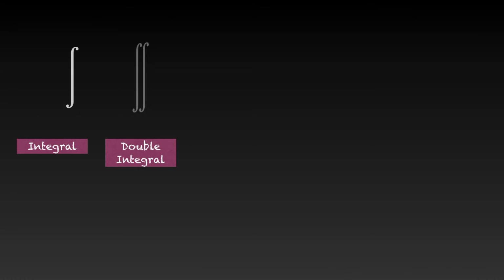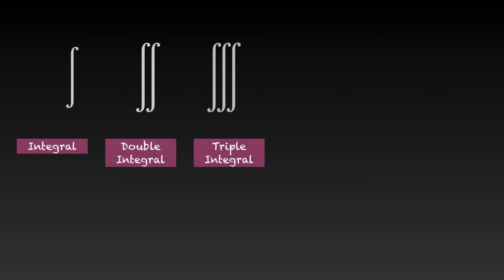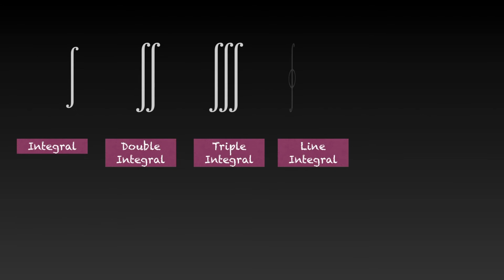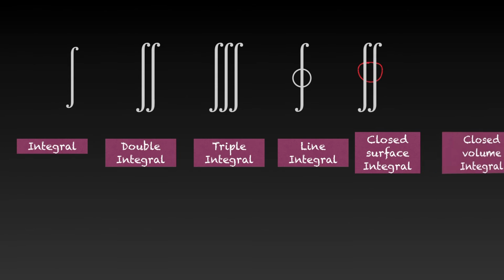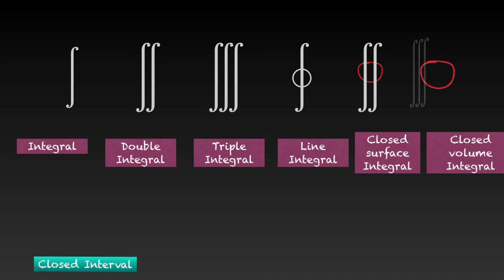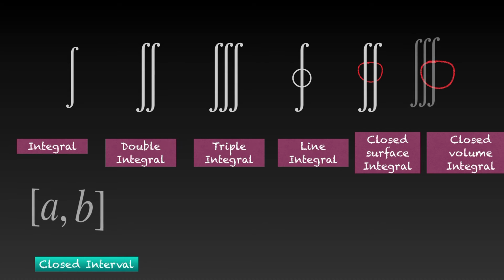Now I discuss the symbols of integral calculus. The symbol of integration is represented by this integral. This is the sign of double integral. The next symbol is triple integral. The line integral is represented by a small circle O in it. And the closed surface integral is represented by this sign, and closed volume integral is represented by this sign, in which the circle is on all three symbols of integral.